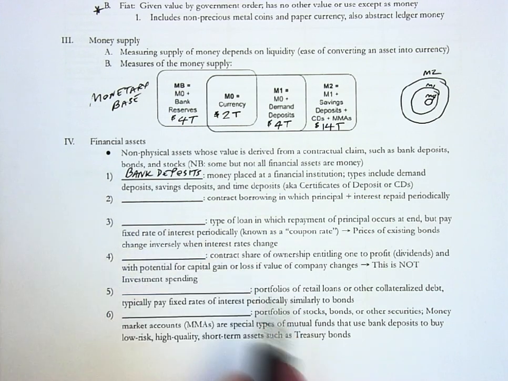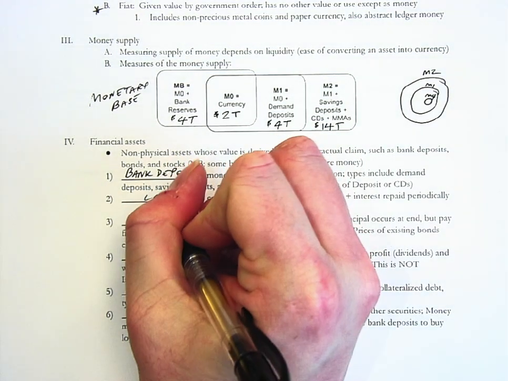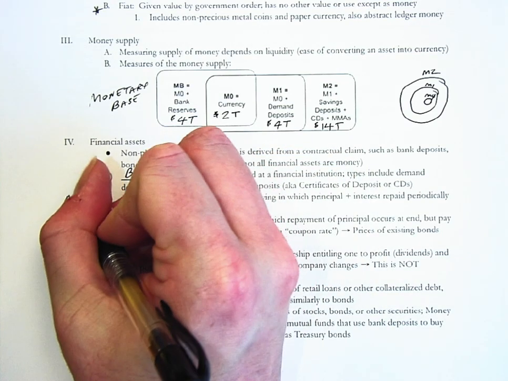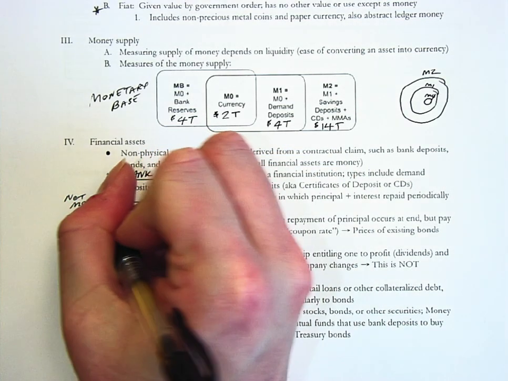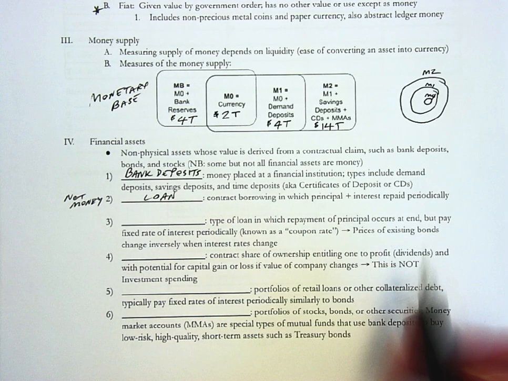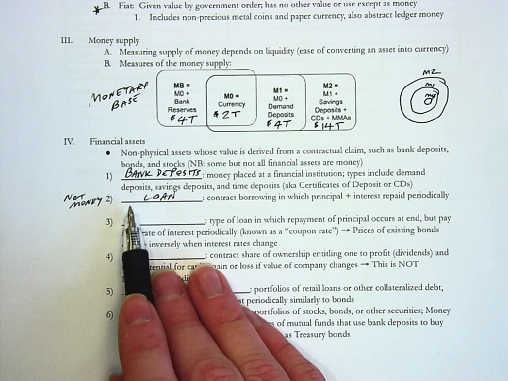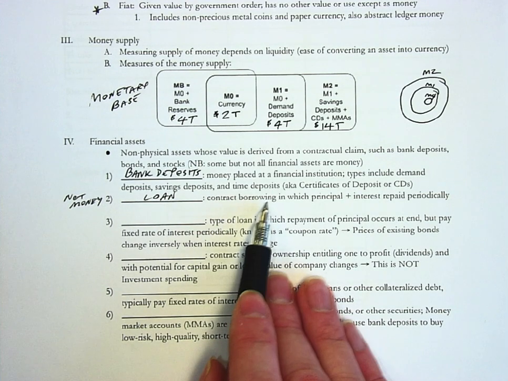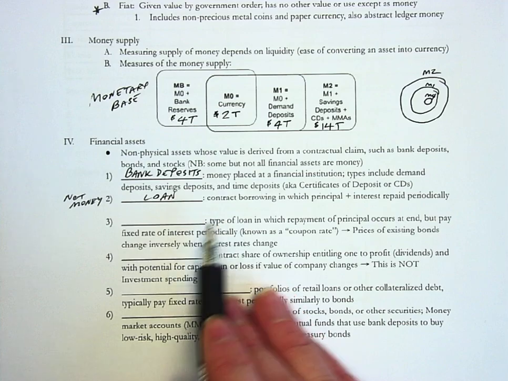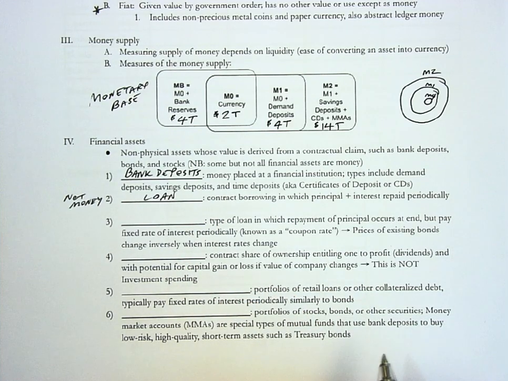Second thing would be something called a loan. Now, a loan is not money. Loan is not money. It's a contractual borrowing in which principal and interest are repaid periodically. And so this is, you borrowed it. It's not actually money in the sense that it doesn't have those same characteristics of money.